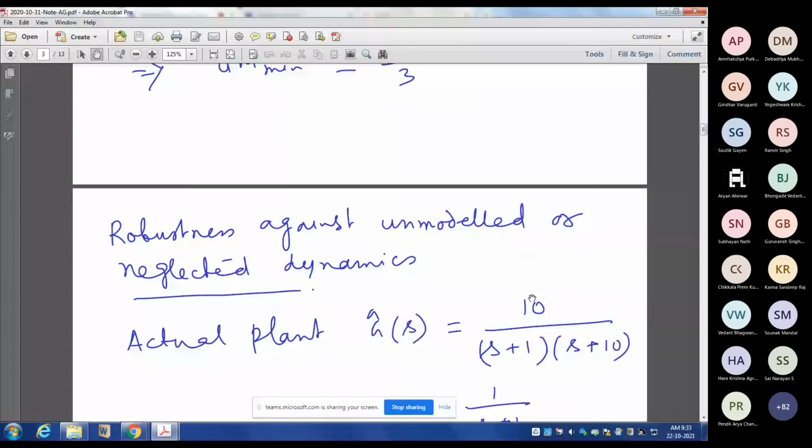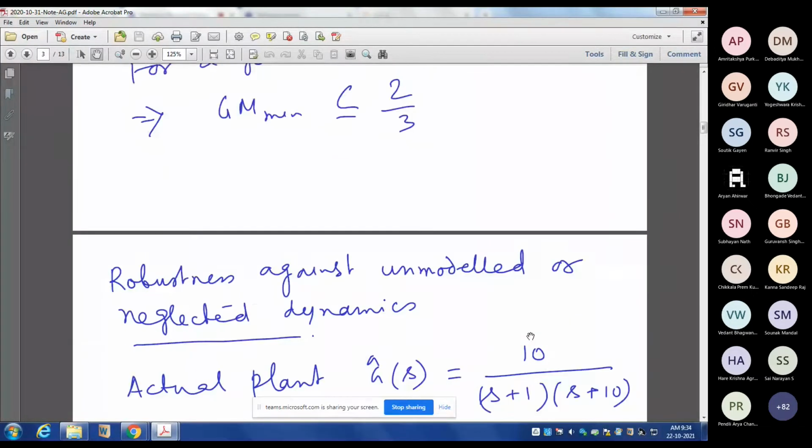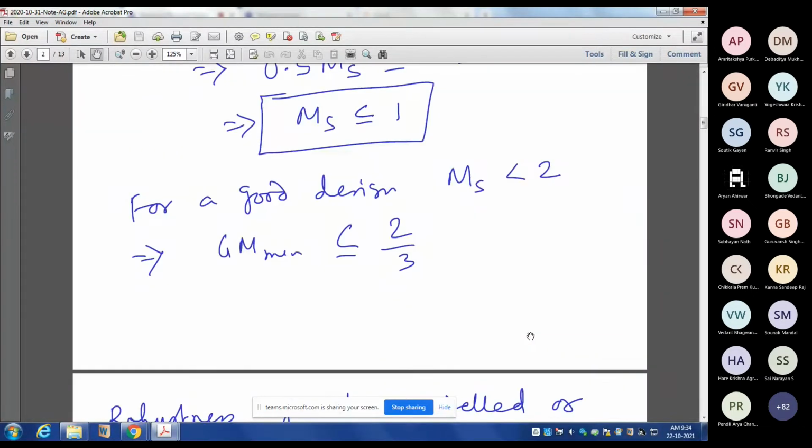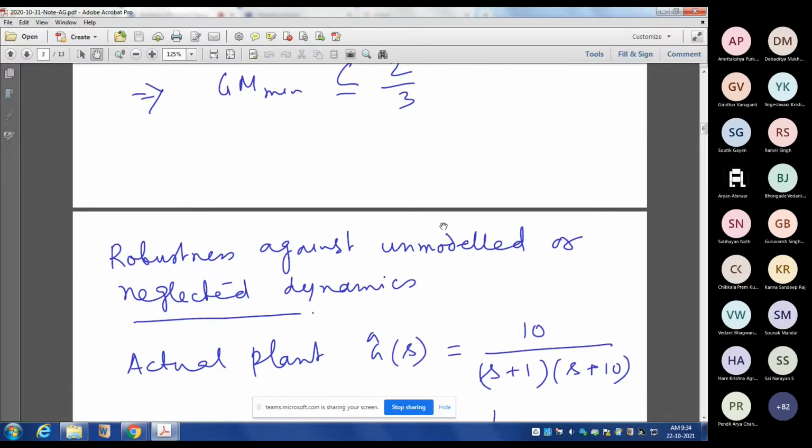Even if you have not considered that MS during the design, at least after designing the controller, before employing it on a practical system, you should check whether your loop has MS less than 2 or not. Okay.